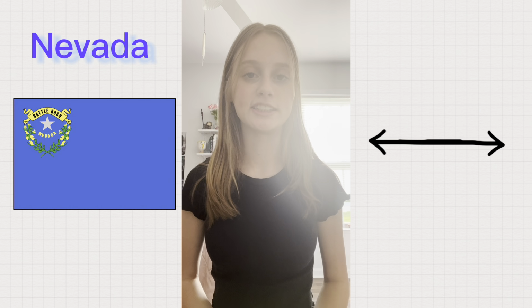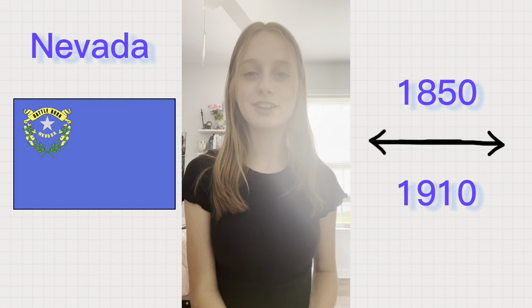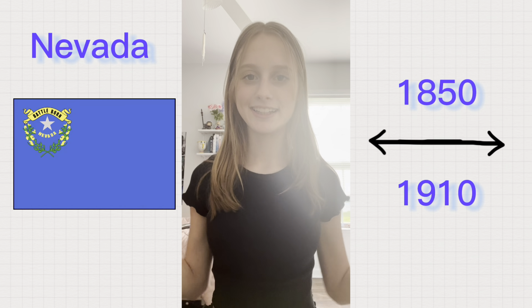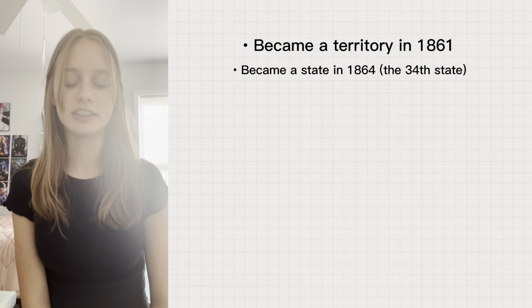The state I researched was Nevada. The timeline for this project is 1850 to 1910. Here's some background information about Nevada. Nevada became a territory in 1861 and a state in 1864.